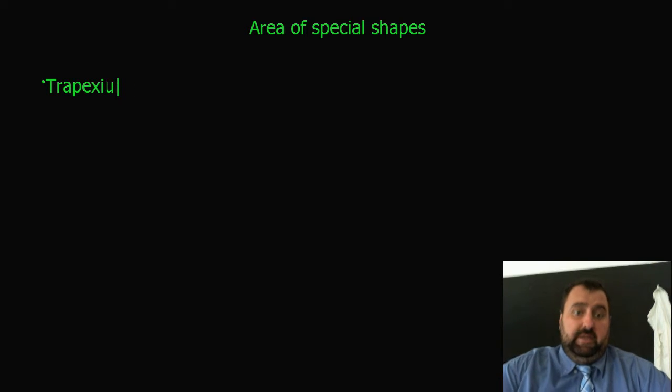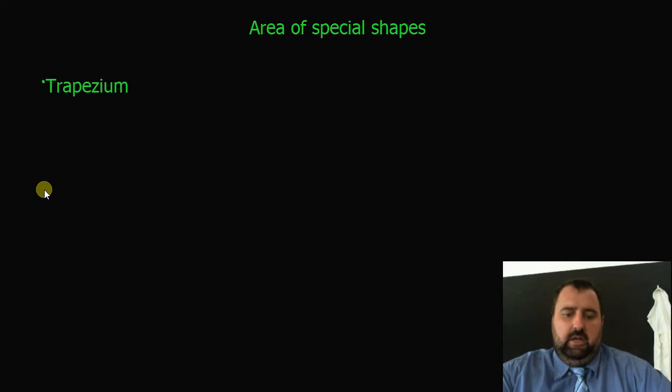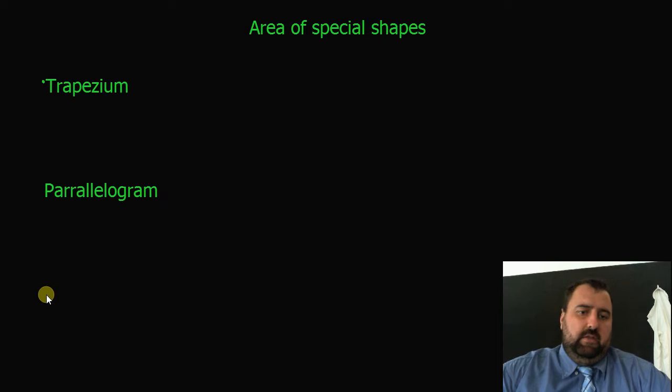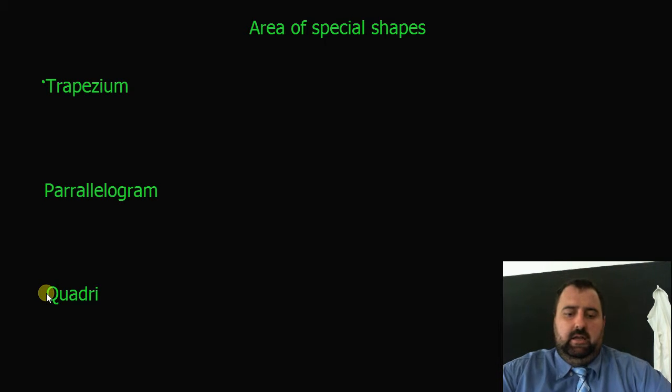Okay, so for the area of special shapes, there are 3 rules that we're going to learn. The first one is the area of a trapezium. Then we're going to do the area of a parallelogram. And the final one is for any quadrilateral.